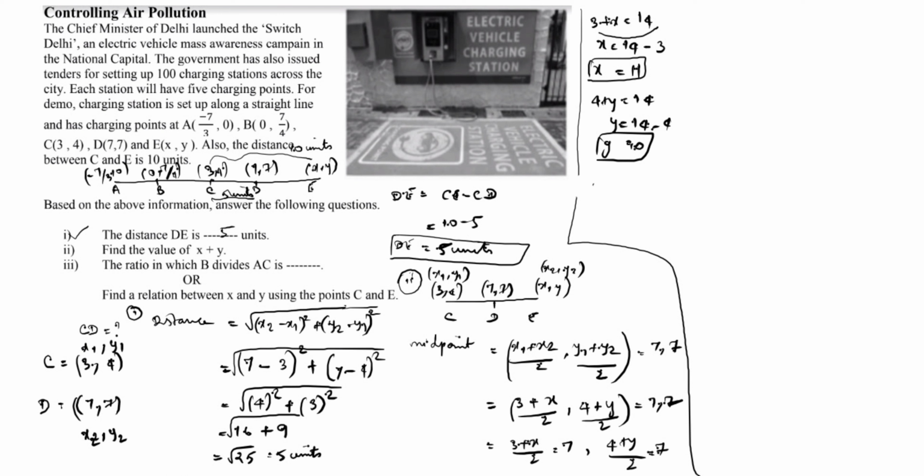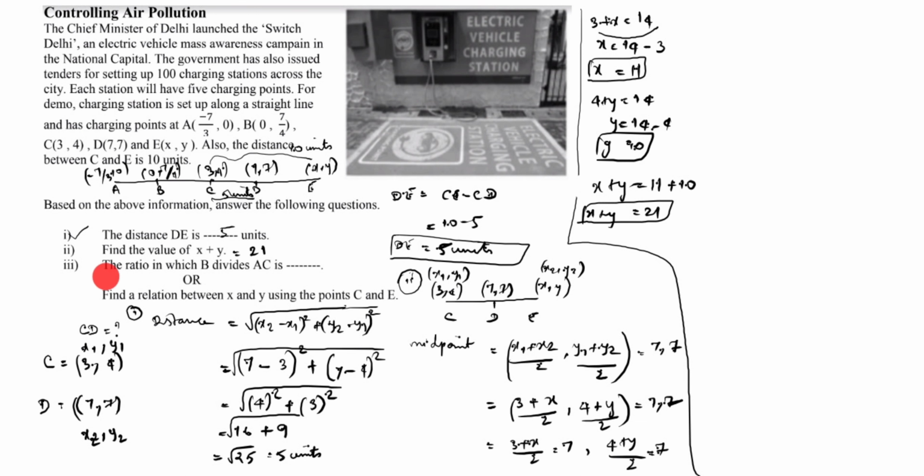They asked for the x plus y value. You see, the second question is x plus y. So x is 11 and y is 10, so x plus y is 21. So this value is 21.